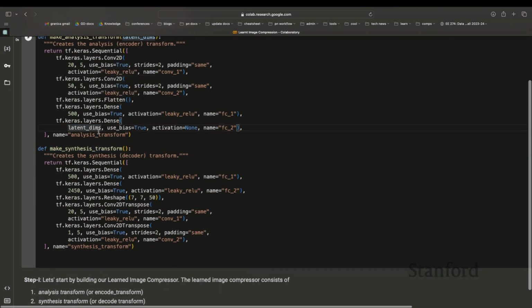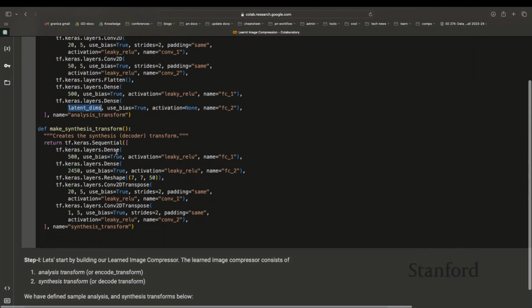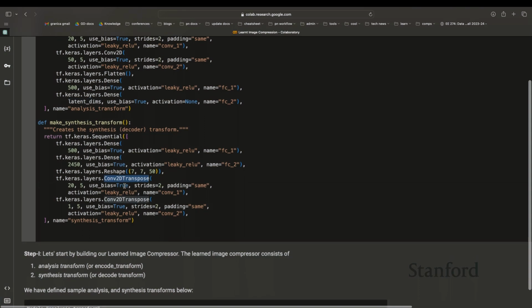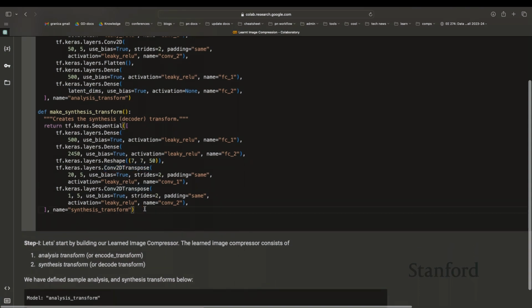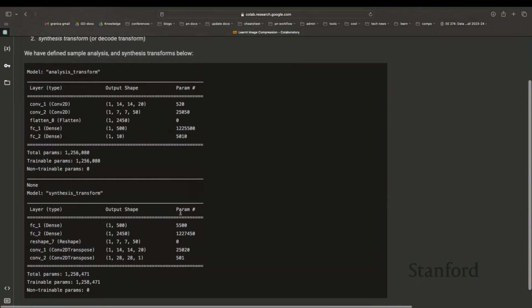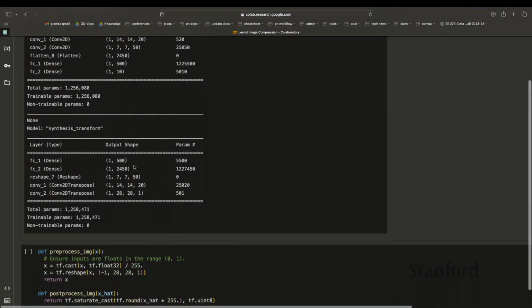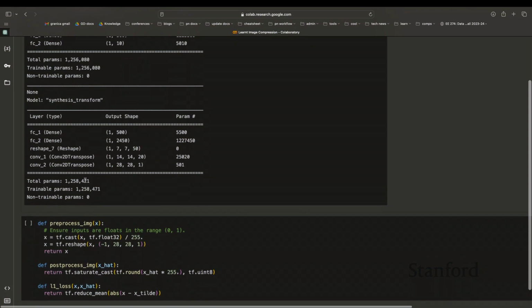And then your synthesis transform starts with a dimension which is roughly this latent dimension, and then does upsampling in our case. That's being done through this Conv2DTranspose. And that's basically the architecture for your analysis and synthesis transform. You can also look at what these layers look like: you have some output shape, some number of parameters. Similarly for the synthesis transform. In our case, we have a total of 1 million trainable parameters. So you are tuning 1 million different values. Theta is 1 million dimensional.